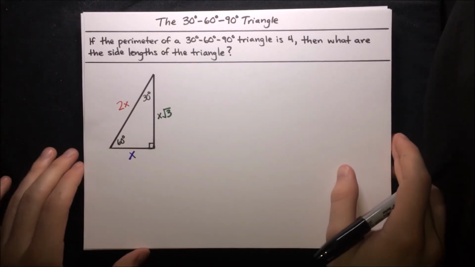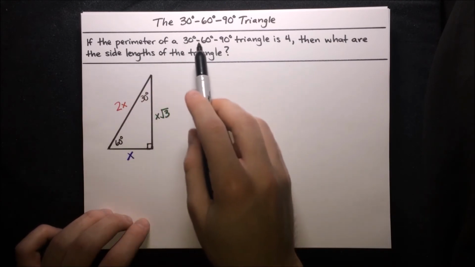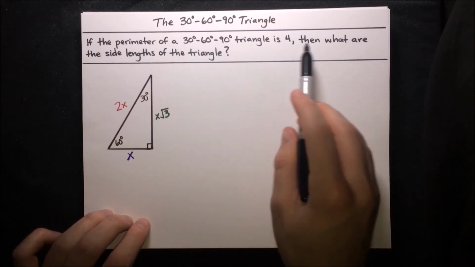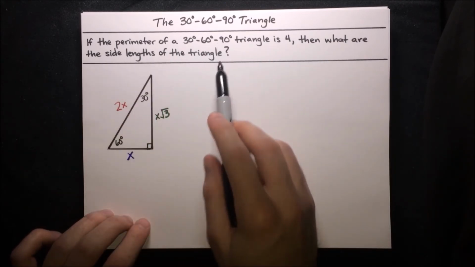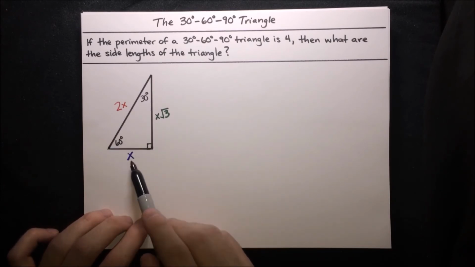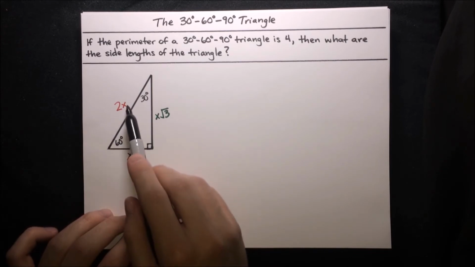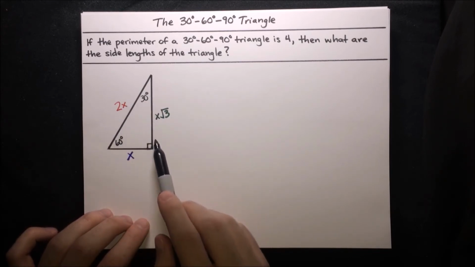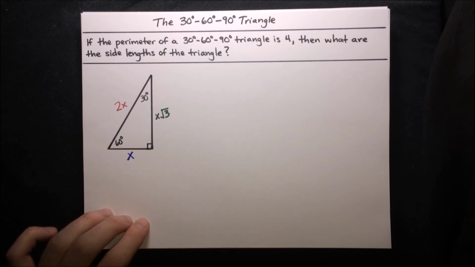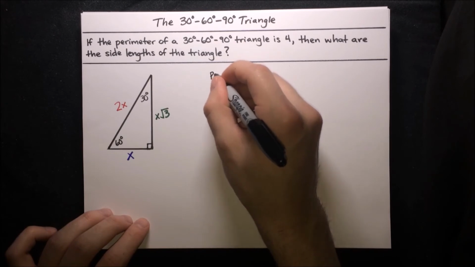Alright, so now let's apply what we've learned to solve a bit of a trickier problem. If the perimeter of a 30, 60, 90 degree triangle is 4, then what are the side lengths of the triangle? Well, remember that in a 30, 60, 90 degree triangle, if the shortest side has length x, then the hypotenuse is double that, 2x, and the other side, the middle side, is x root 3. Now we know that the perimeter has to be 4, so we can start out with that.